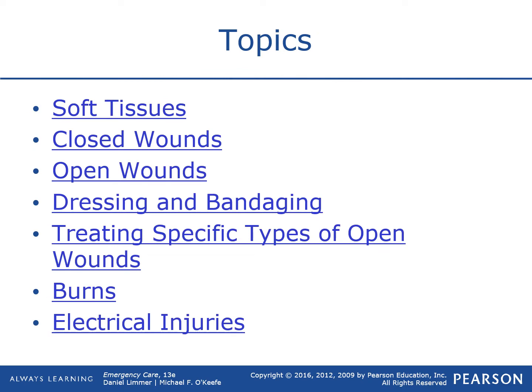So we do have a lot of topics to get through. This will be kind of a longer presentation, so we will start talking about soft tissues and the anatomy and physiology behind it. We'll then go into closed wounds and open wounds, how to dress those wounds and bandage them, how to treat specific types of open wounds. We'll then talk about some burns that we'll see, and then electrical injuries that we can see with soft tissue.